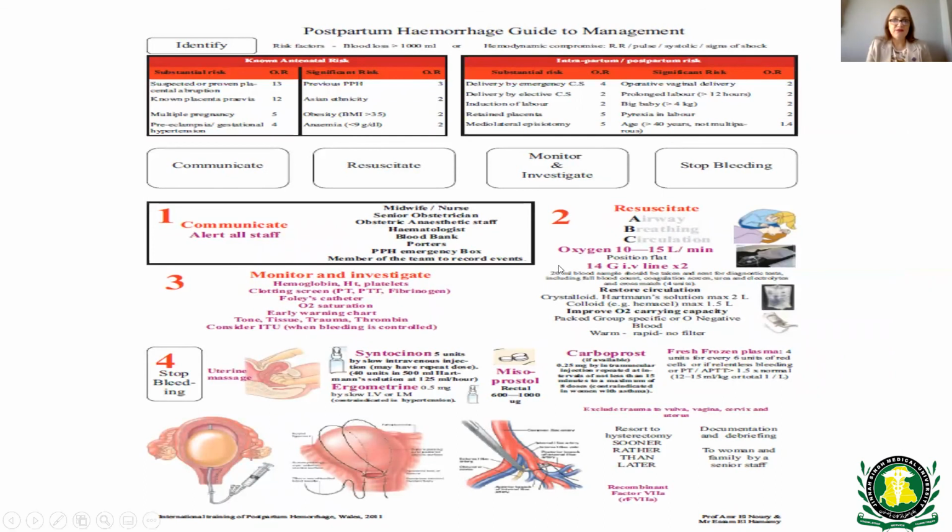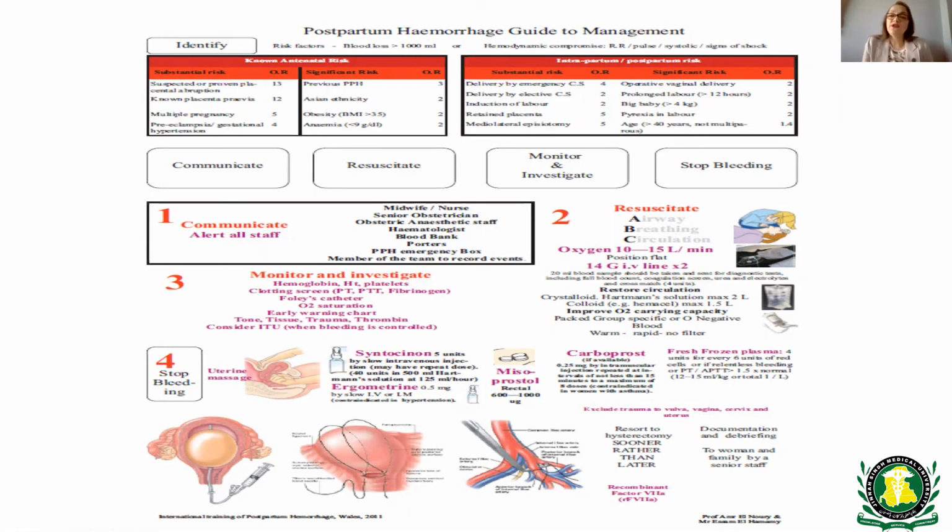Okay, so we have a revision sort of flashcard where we are doing the guide to management for the PPH. Number 1 is communicate and alert all the staff. Number 2 is resuscitate: ABC, give oxygen, position flat, 2 IV cannula, send blood lab works, cross match, restore the circulation, and rapid recourse to operating theater. Stop the bleeding: uterine massage, syntocinon, ergometrine, misoprostol, carboprost, fresh frozen plasma, tamponade, B-Lynch suture, internal iliac ligation, and resort to other things faster, resort to hysterectomy faster. Think about recombinant factor 7A. Documentation and debriefing to women and family by a senior staff.